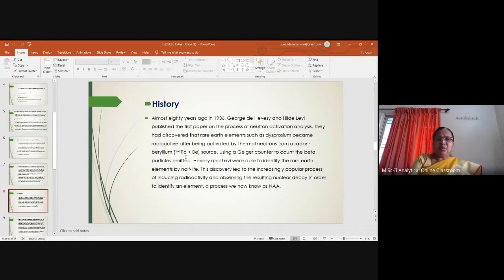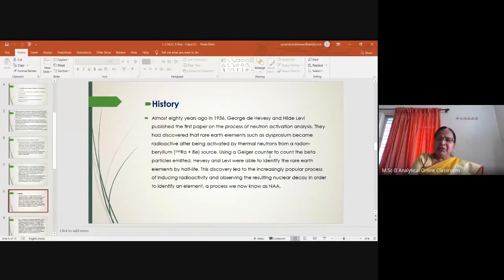The radium plus beryllium source emits the neutrons, and these neutrons were bombarded on rare earth elements like dysprosium. Thus they induced radioactivity in that element. Then the radiations emitted by this dysprosium were counted and measured using the Geiger-Müller counter, to count the beta particles emitted.